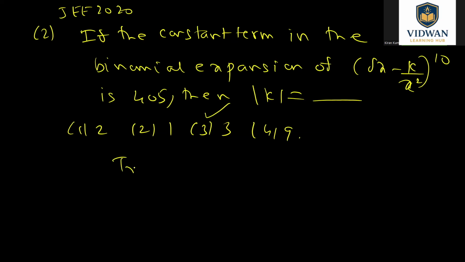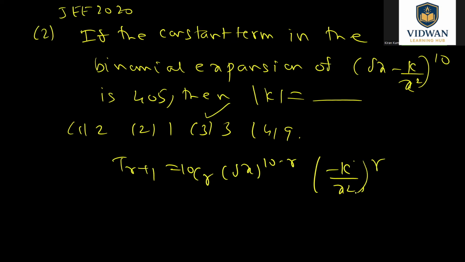So just write the general term formula T R plus 1 again: 10 C R, root x power 10 minus R, minus k by x square power R. Then after that, equate the power of x with 0. So what is the power of x here? 10 minus R by 2. And here minus 2R equal to 0. And this will give you 10 equal to 5R, R equal to 2.